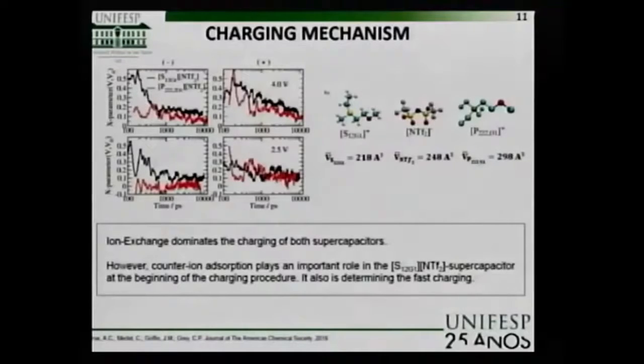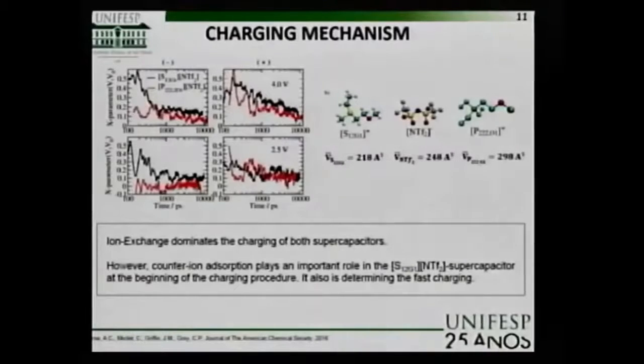And we can see that at longer times, the ion exchange mechanism dominates the charge of both supercapacitors, since the X parameter fluctuates around 0. But in the positive electrode, the difference between the behavior of the X parameter is too small. But in the negative electrode, we have an important contribution of the counter-ion adsorption.